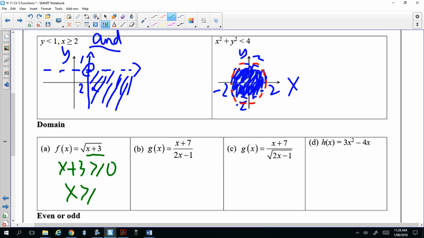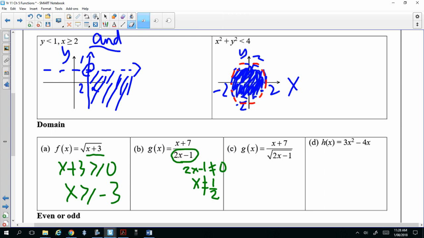What if for the next one, what would you do? The denominator has to be not 0. That's the discontinuity. X can't be half. Right? So that means all real X. So you say all real X except X equal to half. Right? That's your domain. Yeah. No? Okay. Try the other ones.